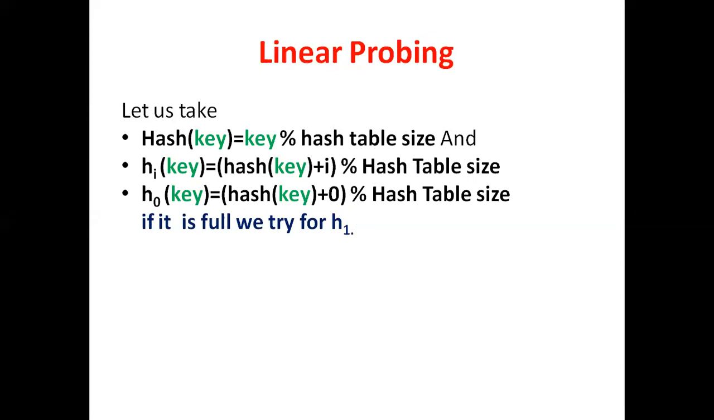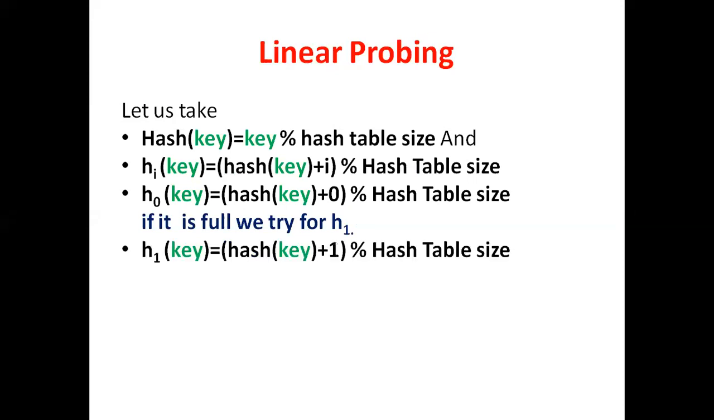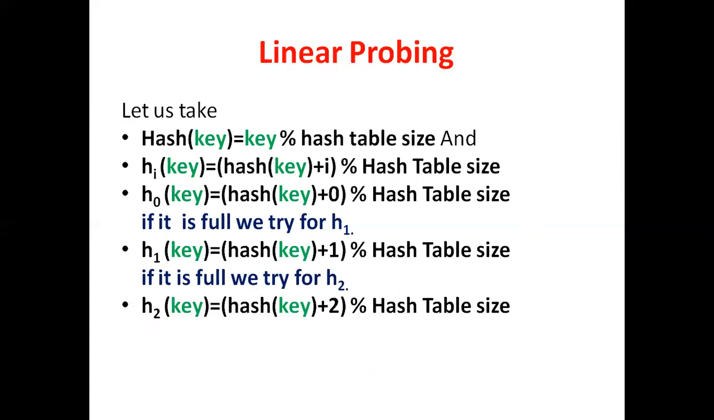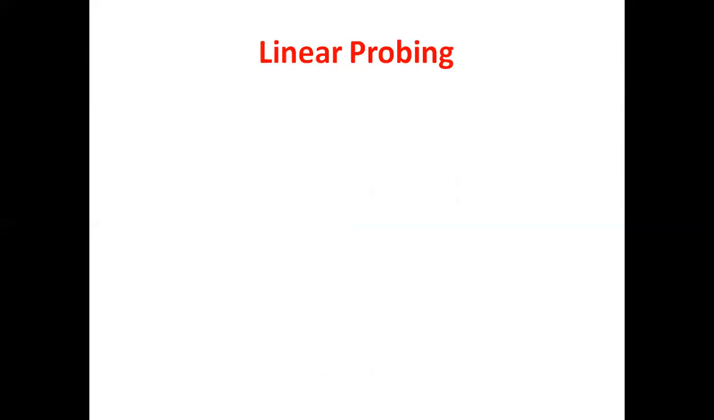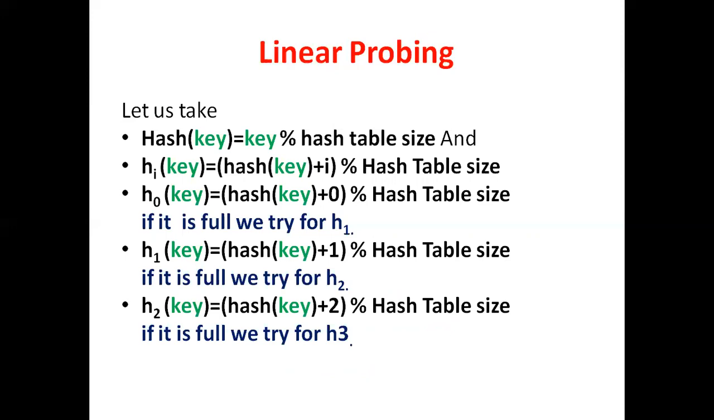If it is full, then we will try h_1, so i is replaced by 1: h_1(key) = (h(key) + 1) mod hash table size. If it is full, then we will try h_2, where i is replaced by 2: h_2(key) = (h(key) + 2) mod table size. If it is full, then we will try h_3 and so on. So these are the basic formulas for linear probing, that is h_i(key) = (h(key) + i) mod hash table size. So remember this formula.